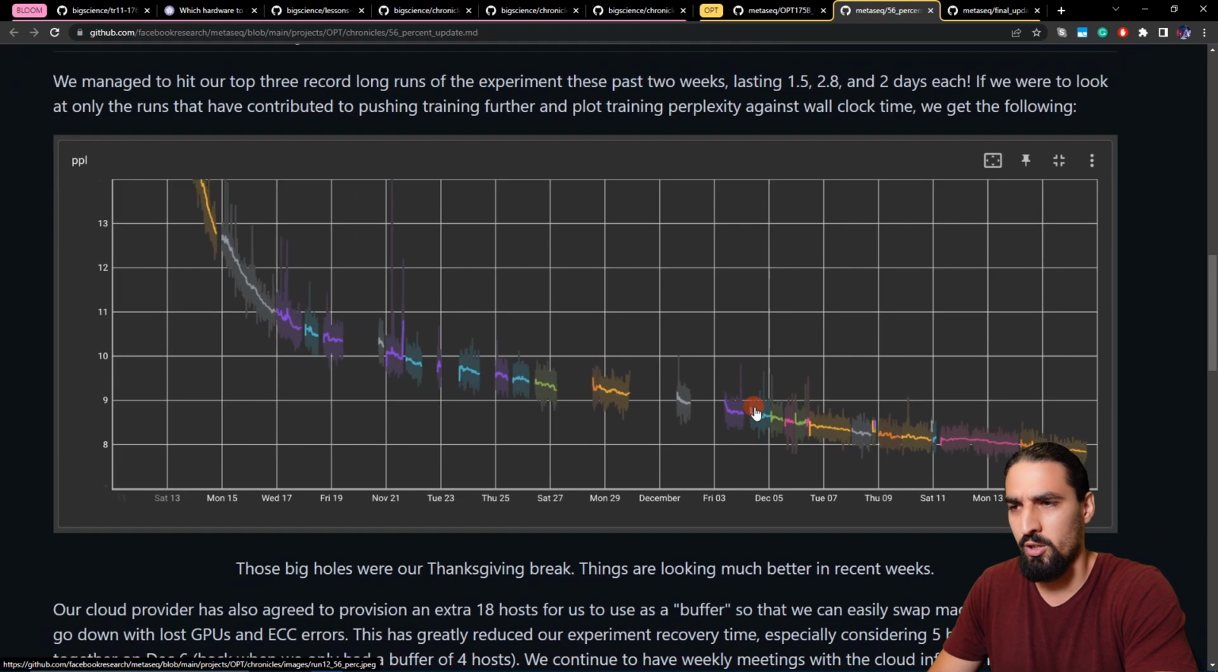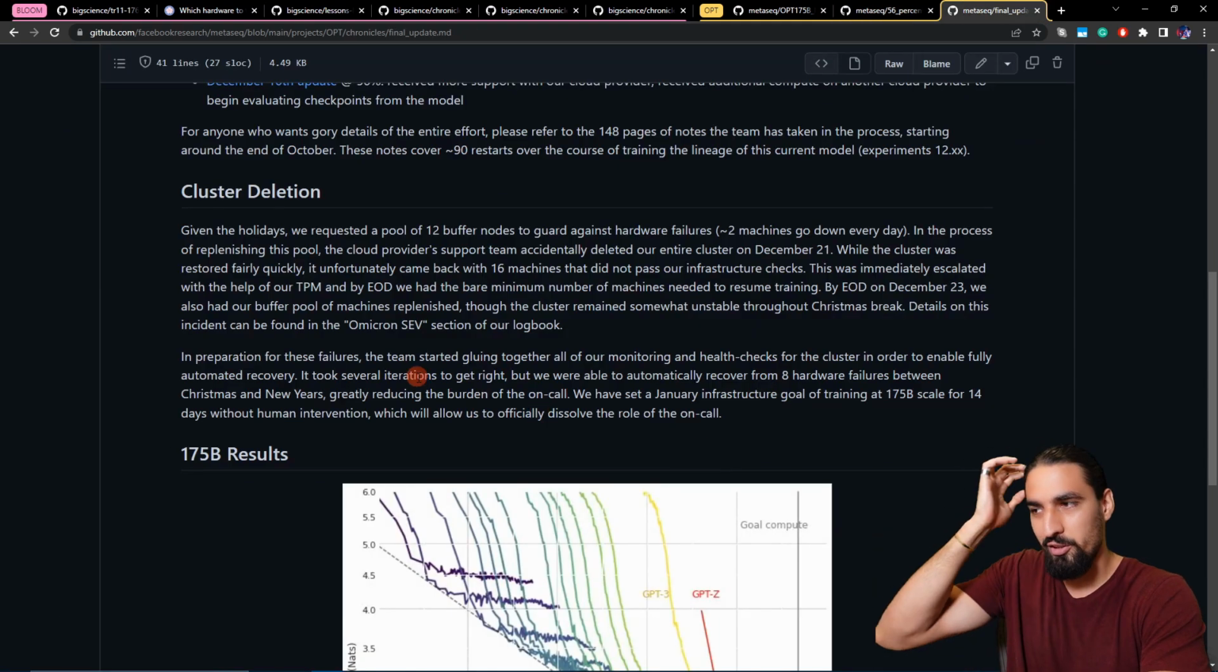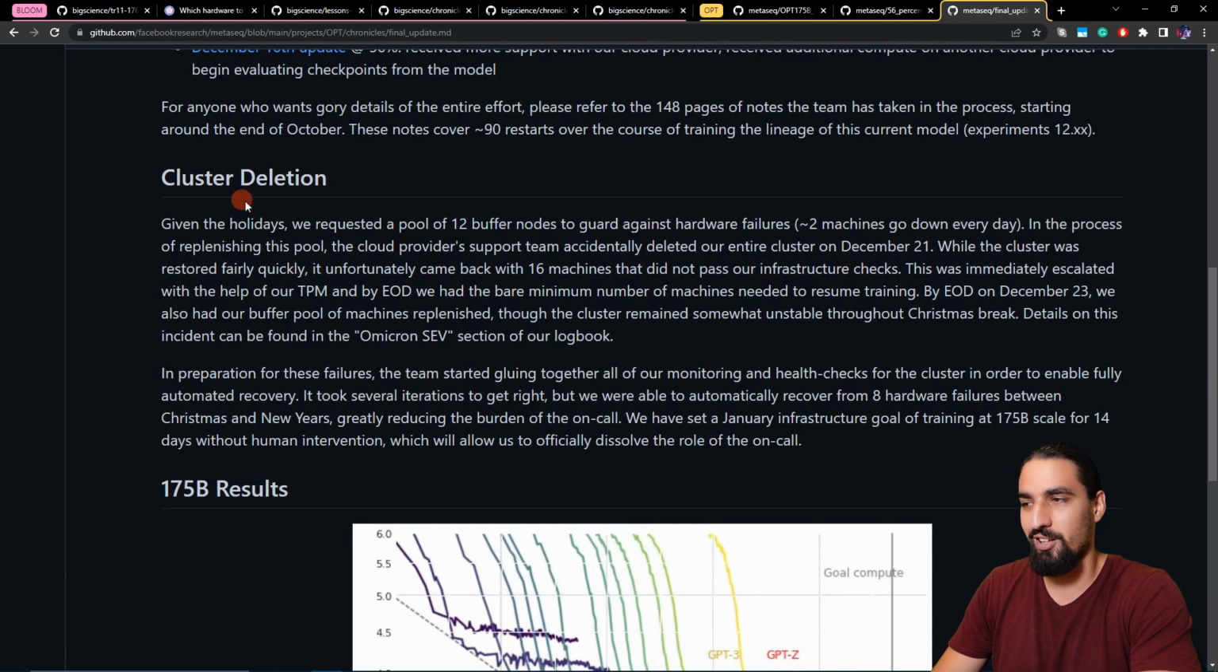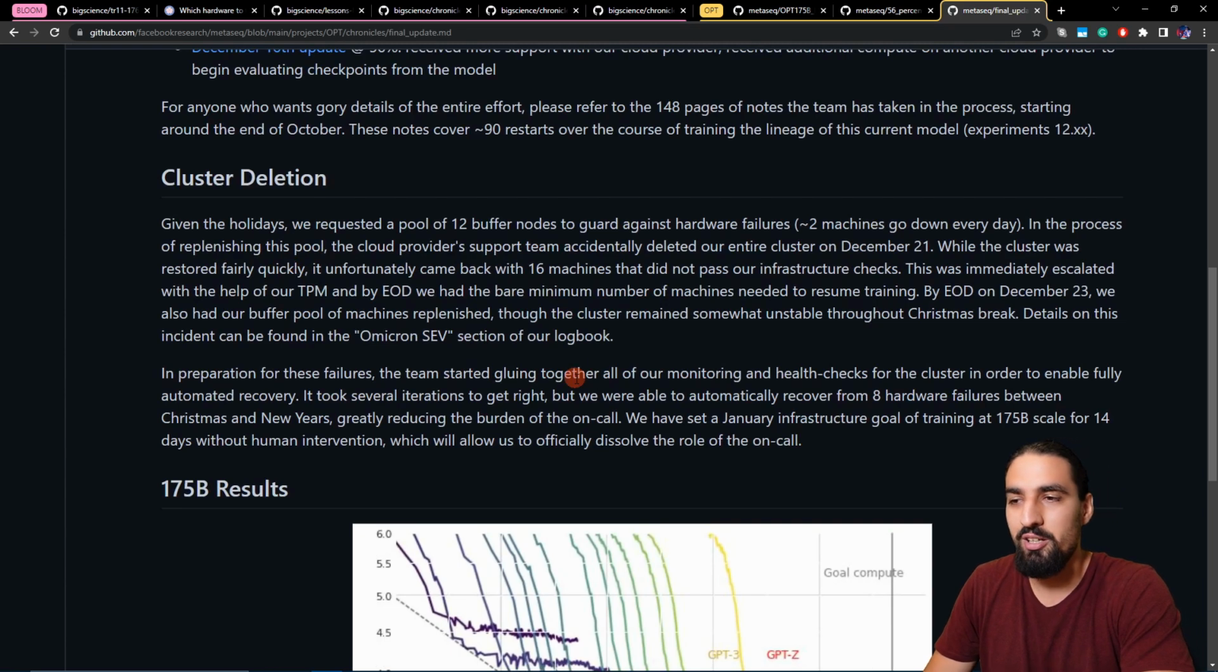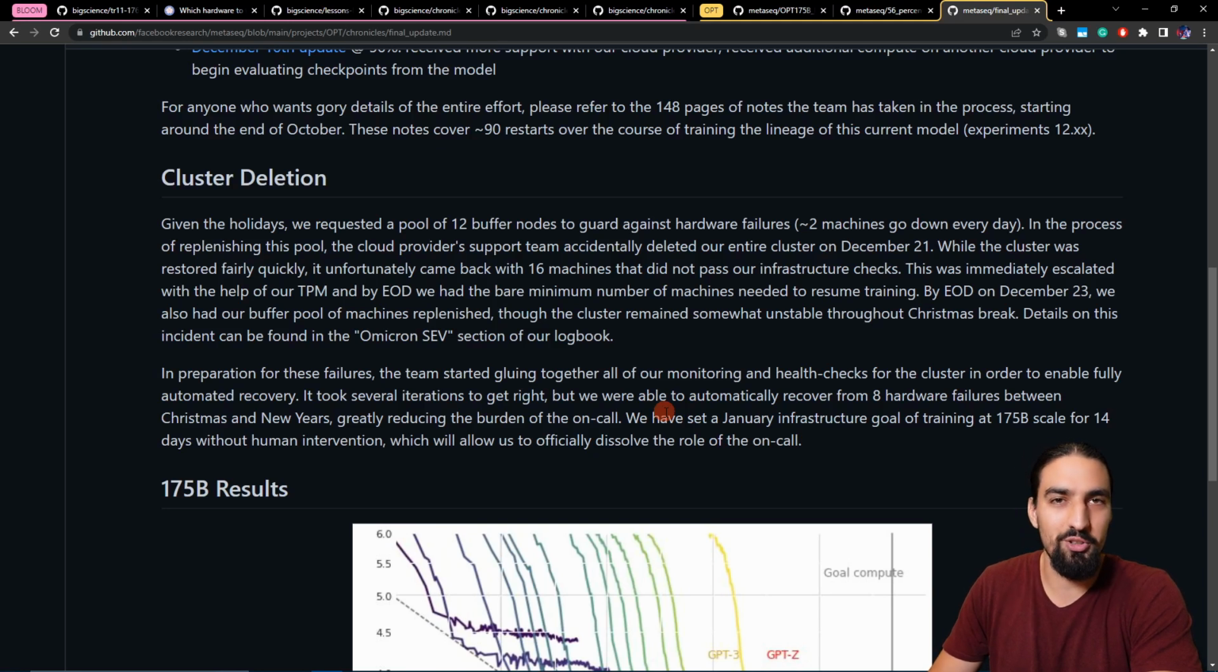And so there was a lot of struggle in there. Just looking at this graph, it's kind of clear. And one interesting detail here as well is the cluster deletion. So their cloud provider managed to delete their cluster in the middle of the run. And so yeah, those are some of the interesting nuggets we'll see a bit later.